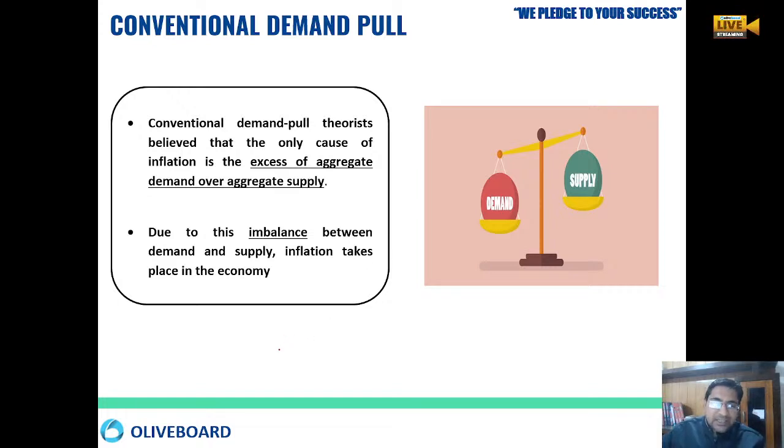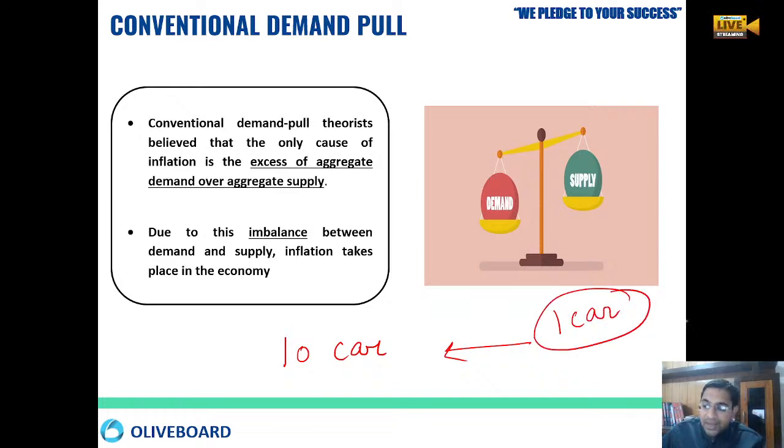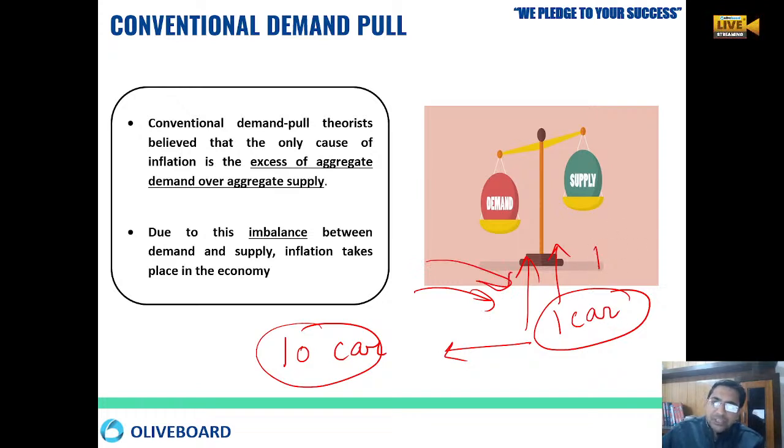That means if we are saying that I need 10 cars, but supply is there only for one car, so automatically the price of this car will increase. Why? Because people want this car. People will say, okay, I will give 1 lakh, so other people say no, I will give 1.5 lakh, the other people will say I will give 2 lakhs. So artificially the cost of that car was 1 lakh, and now it has gone up to 2 lakh, maybe 3 lakh, 4 lakh, like that.